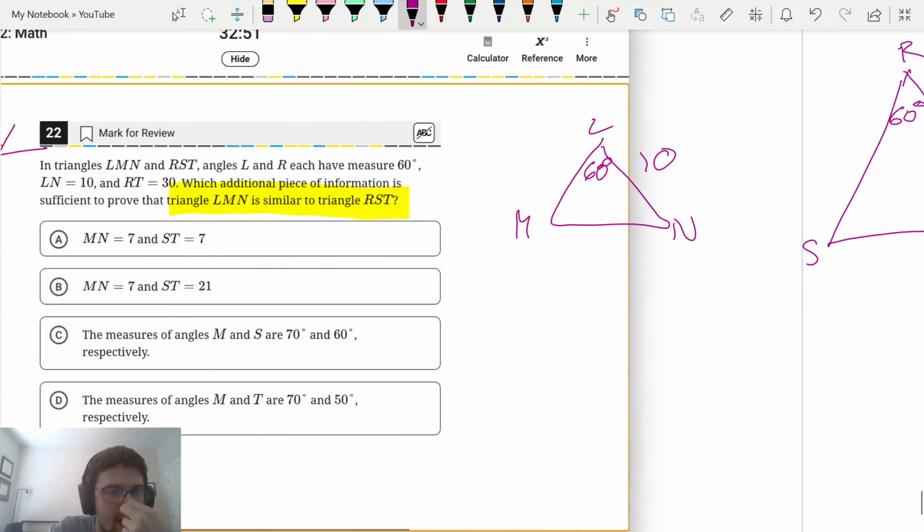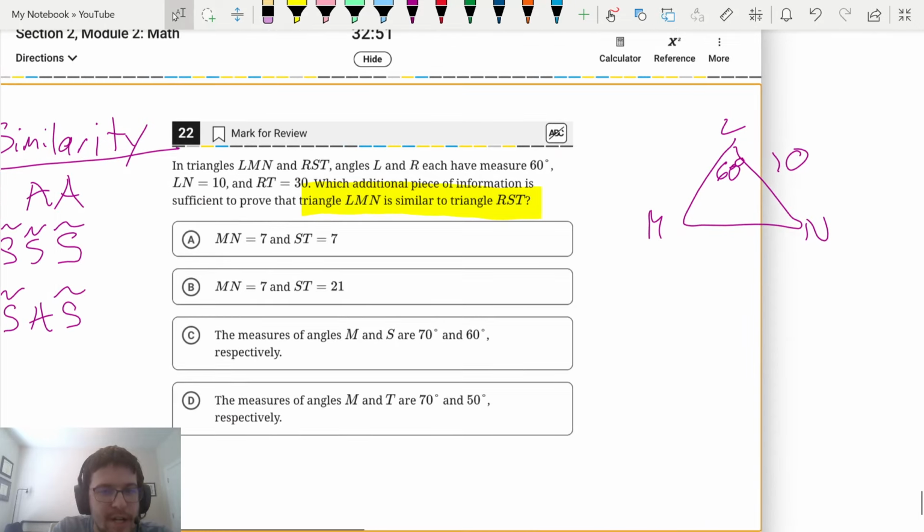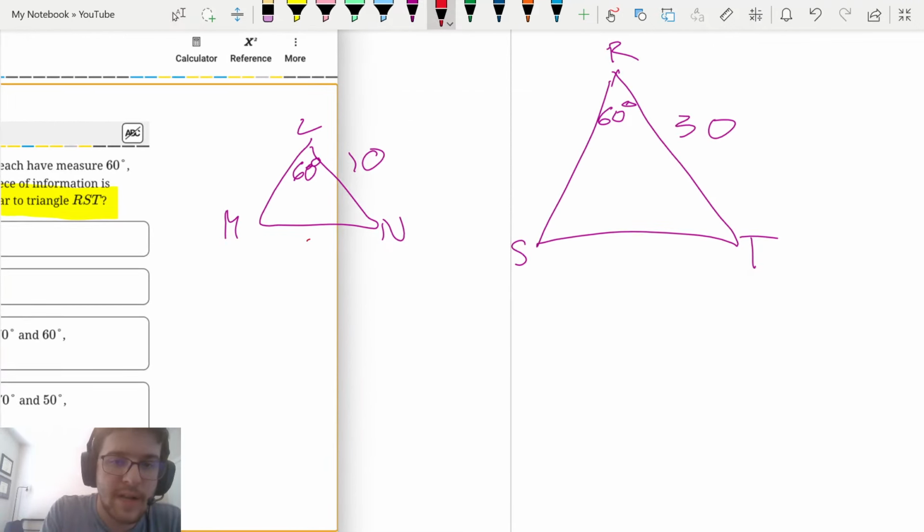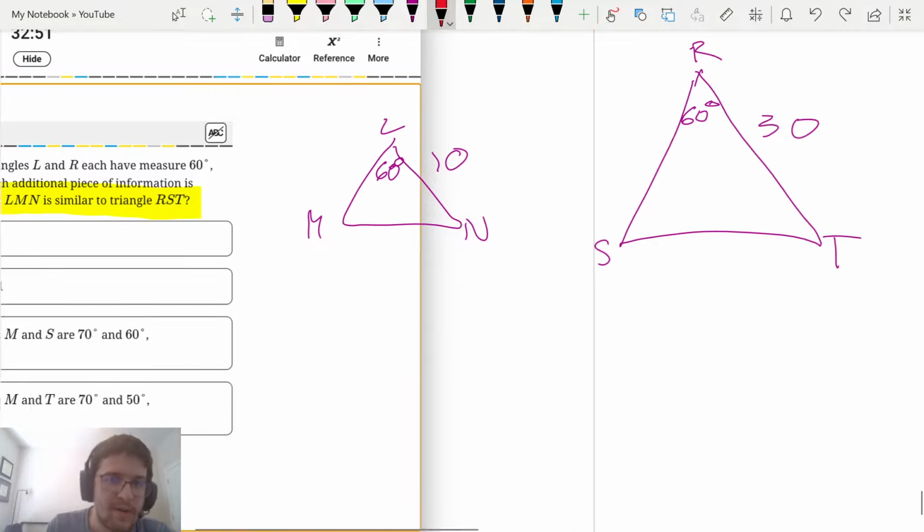Okay, so now we have to go and consider each. The only way to do this is process of elimination. So I'm just going to go in order. I'm going to go through all of them. Okay, so MN equals 7 and ST equals 7. Well, those aren't proportional, and that also would not give me SSS or SAS anyway. So that's wrong.